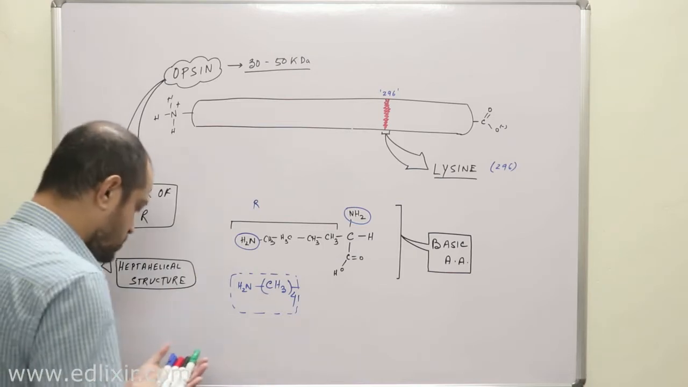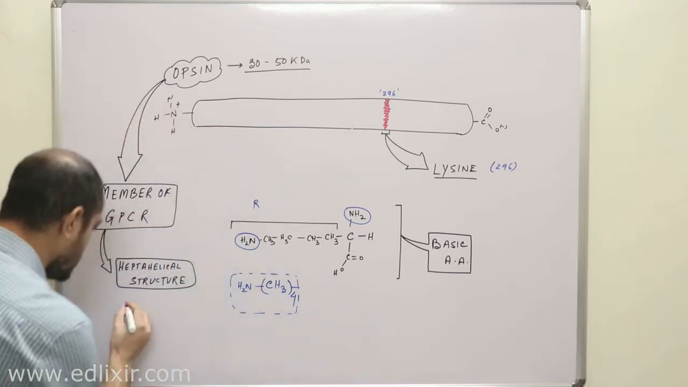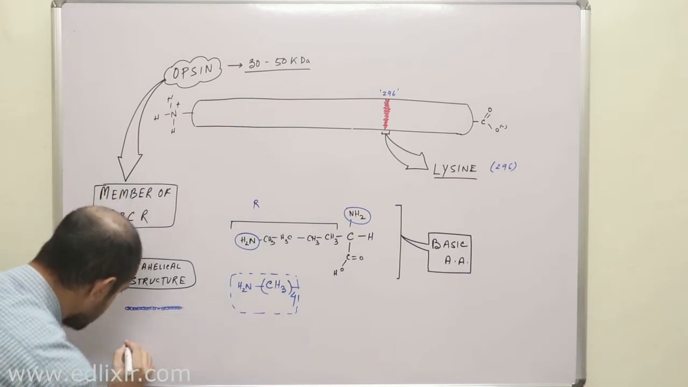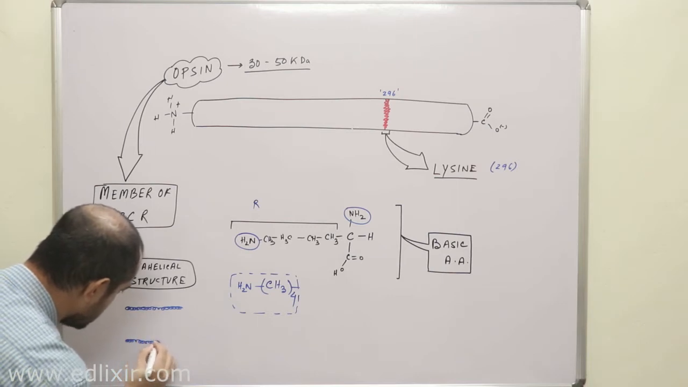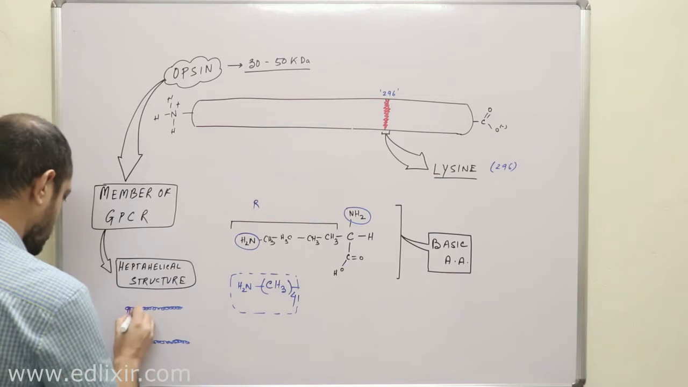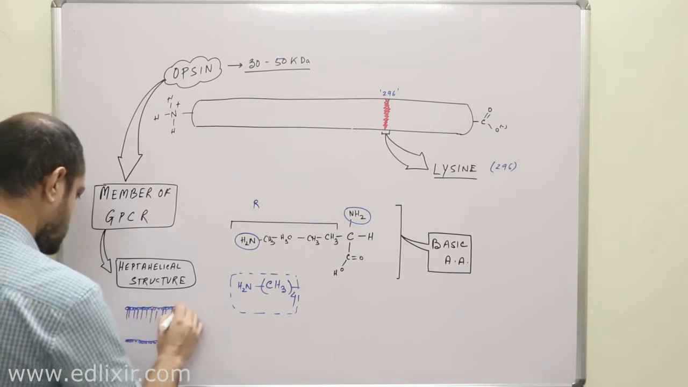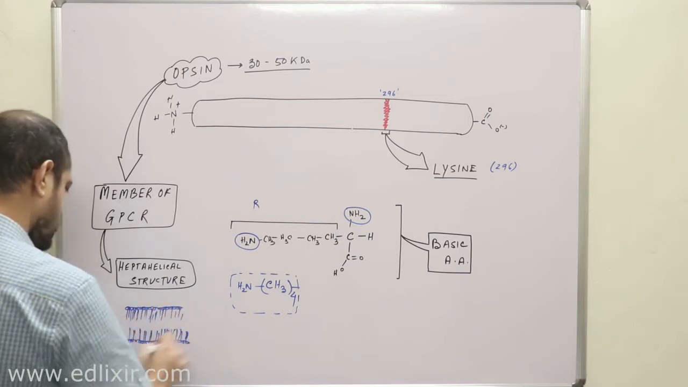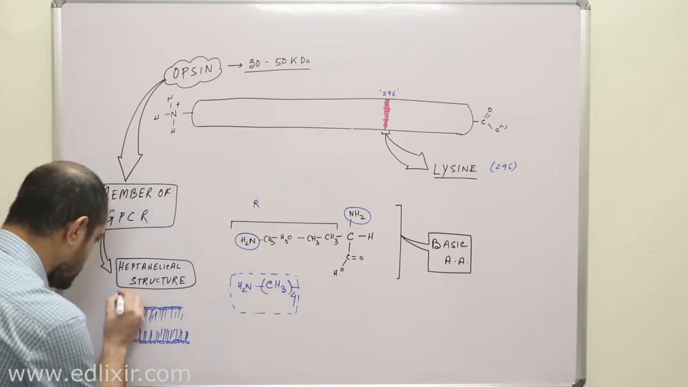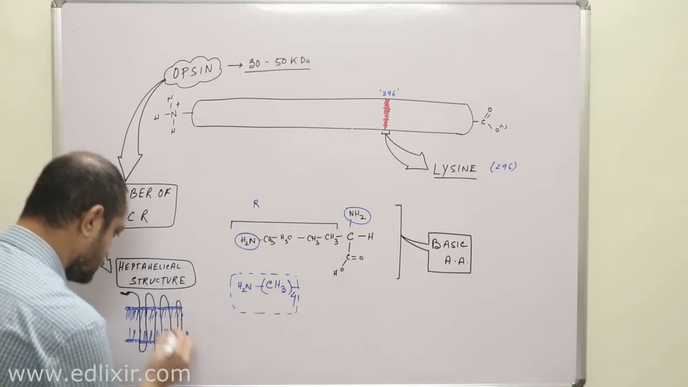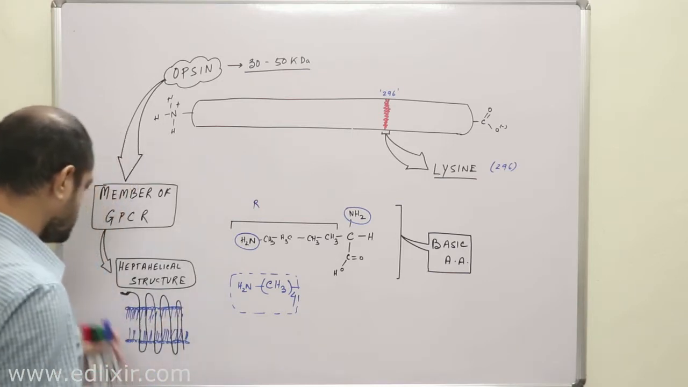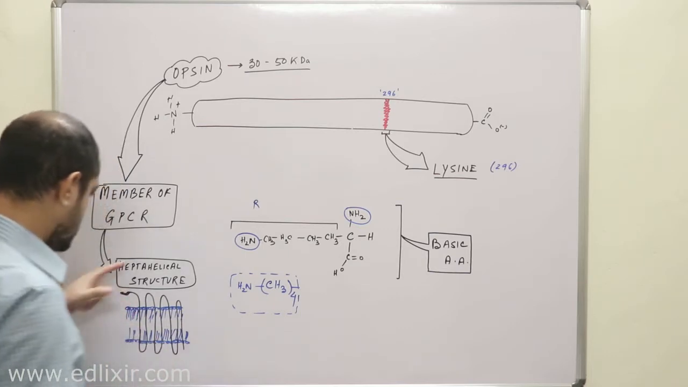That means suppose this is your cell membrane. Don't worry, we will draw this in detail when we will be talking about the visual cycle, okay? So suppose this is your lipid bilayer, clear? Now, this is your cell membrane, and suppose this is your G protein coupled receptor. It's a G protein coupled receptor, clear? Now, this is actually opsin.